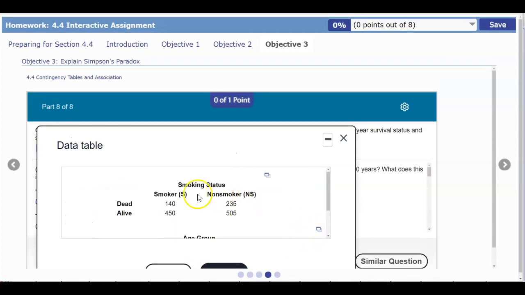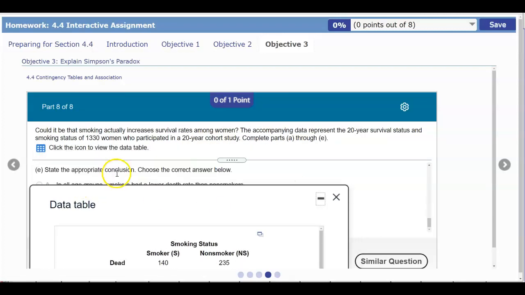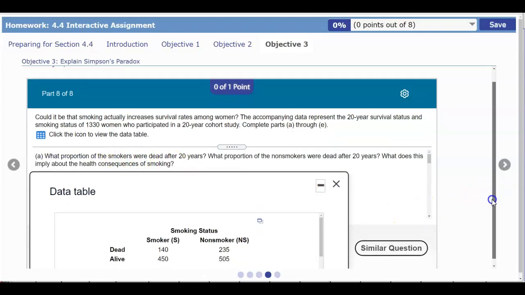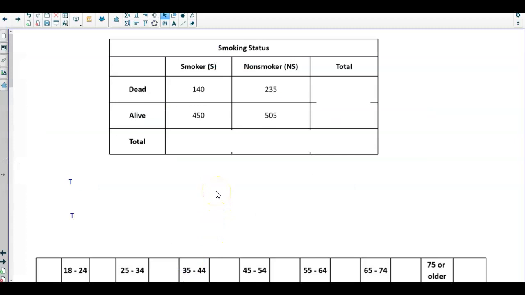So the first thing we're going to do is use this particular table first. The question says, what proportion of the smokers were dead after 20 years? And what proportion of the non-smokers were dead after 20 years? And what does this imply about the health consequences of smoking? So we're going to use this table first. The first thing we need to do is find the total for the column of smokers.